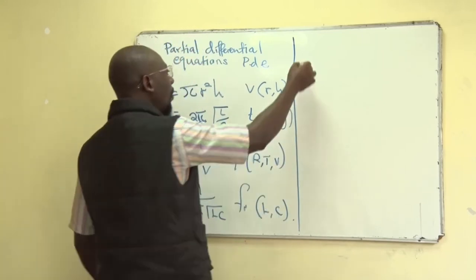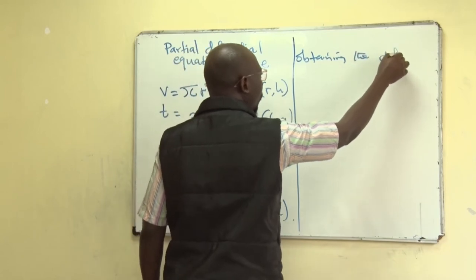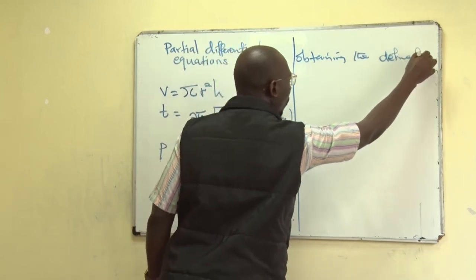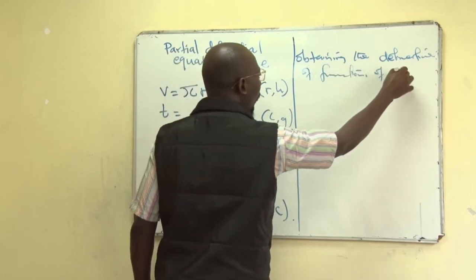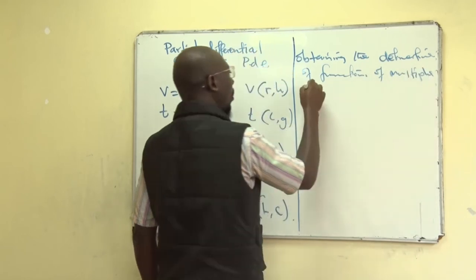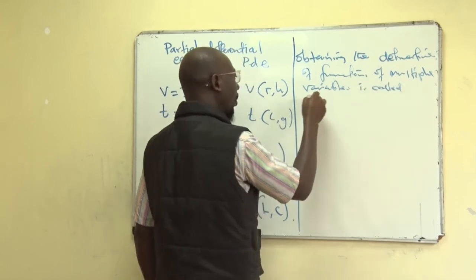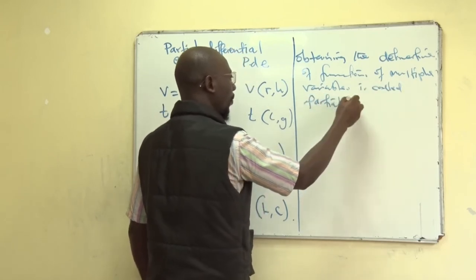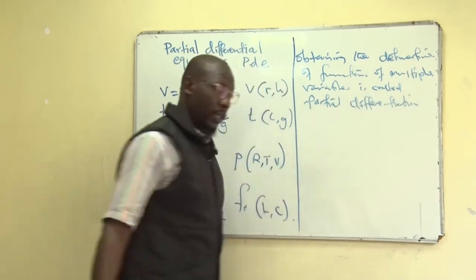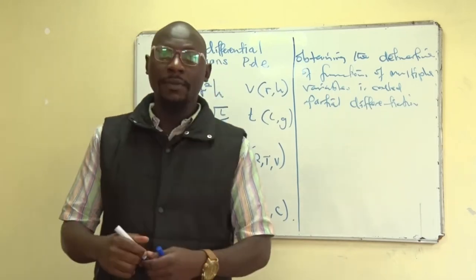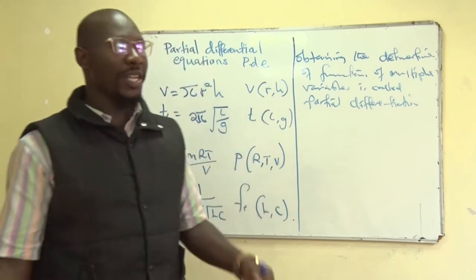So the process of obtaining the derivatives of functions of multiple variables is called partial differentiation. If you obtain the derivative of a function that varies as more than one variable, we call it obtaining the partial derivative.